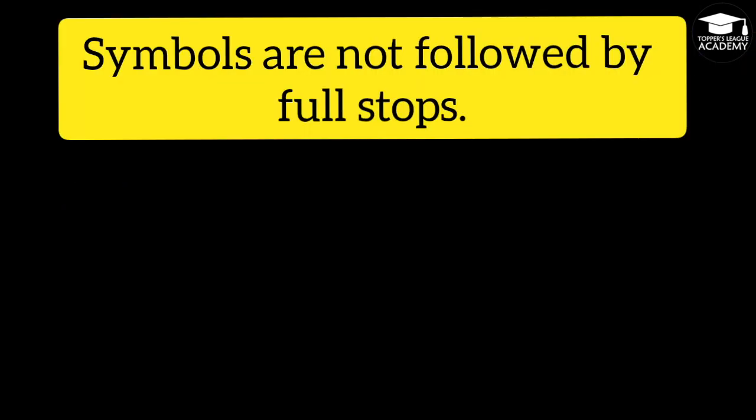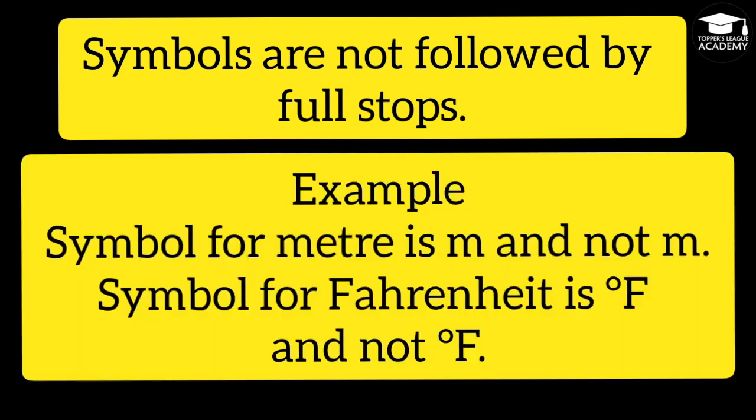Symbols are not followed by full stops. For example, the symbol for meter is m and not m with a full stop. The symbol for Fahrenheit is F and not F with a full stop.